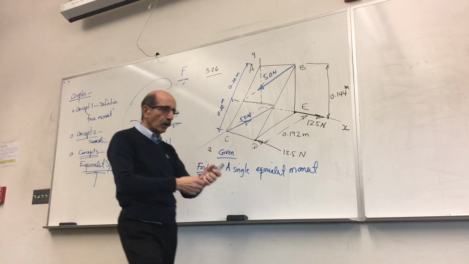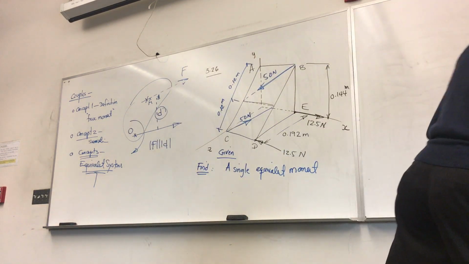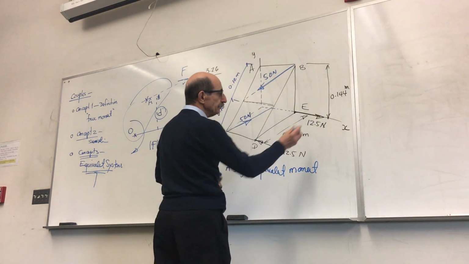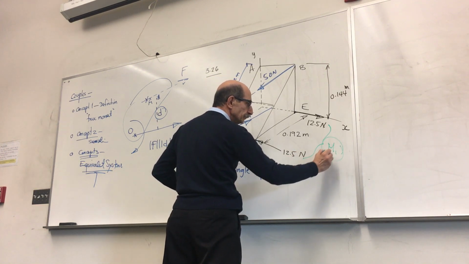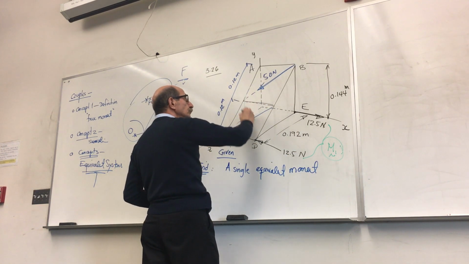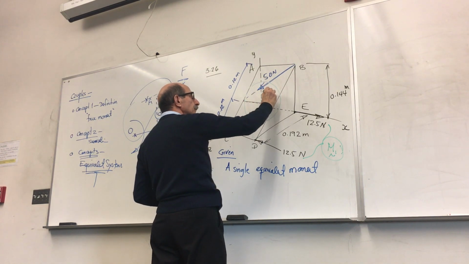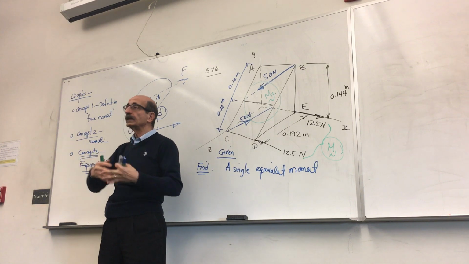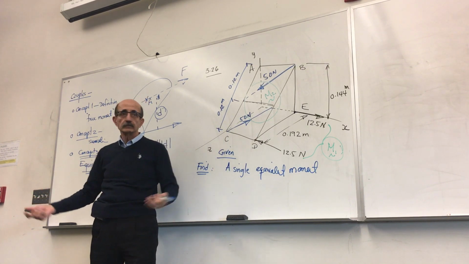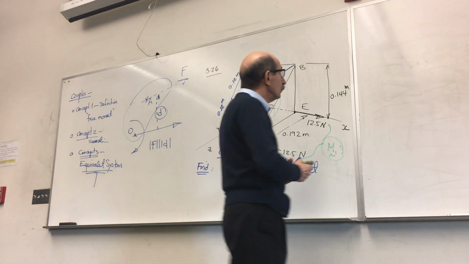So I'm going to call the moment generated by these two M1, and by these two M2. So all I need is to find moment one, moment two, and add them up. That's it. Let's look at M1.